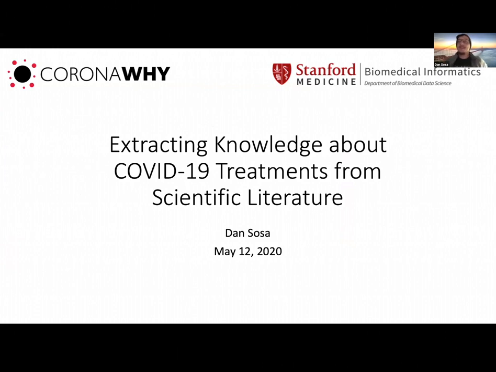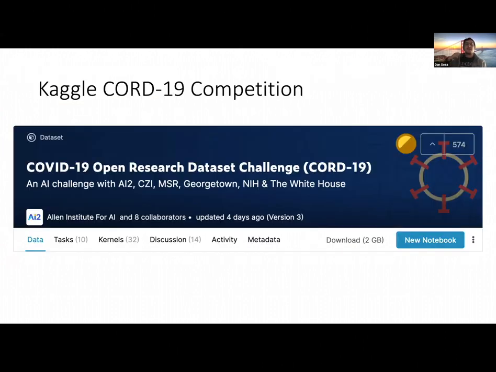I'm really happy to be here and excited to share the work that me and my team have been working on. So we're specifically interested in extracting knowledge about COVID-19 treatments from scientific literature. Brandon already gave a really great overview about both CoronaWhy and this CORD-19 competition, so I'll just go into it a little bit more.